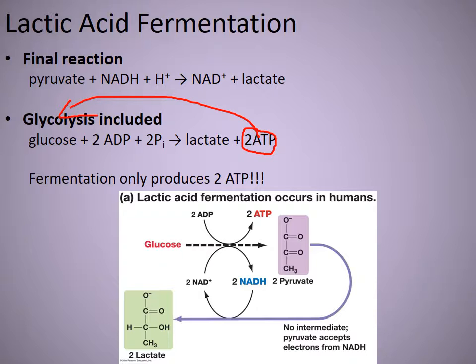So instead of the 36 to 38 ATP that are produced as a result of the aerobic pathway, here in the anaerobic pathway, we only see about 2 ATP being produced, which is not as efficient as the aerobic pathway.